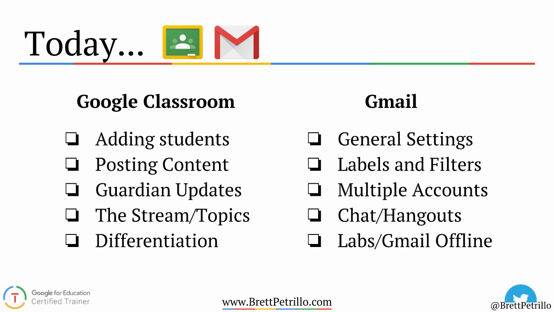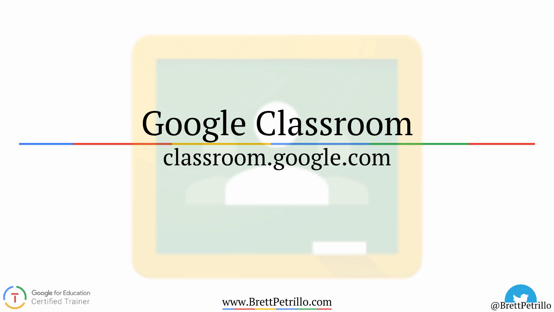When we finish up with Google Classroom, we'll go into Gmail. Specifically with the general settings, we're going to look at labels and filters of email. We're going to look at how you can get multiple accounts to specifically take a look at emails from different accounts with one sign-in. We're going to look at how you can chat and have Hangouts from within Gmail. And then finally, we're going to explore labs and how you can use Gmail offline. All right, let's get started with Google Classroom.